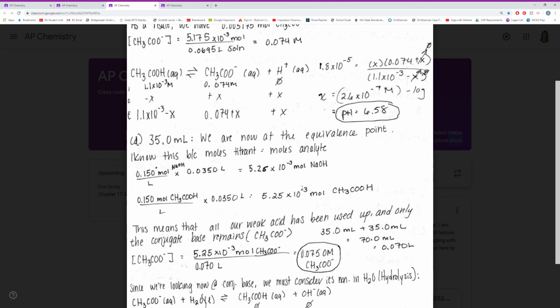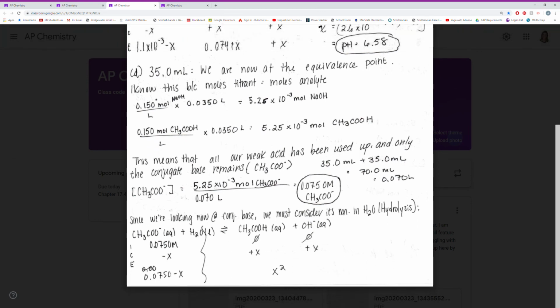So this means that all of our weak acid has been used up and only the conjugate base is going to remain. If I take this minus this, I'd get 0, but however much of the weak acid I used up, I have that much conjugate base. And so going down here, this is how many moles of that conjugate base I would have, and this is that total volume. So this divided by this tells me that the concentration of my acetate ion is 0.075 molar.